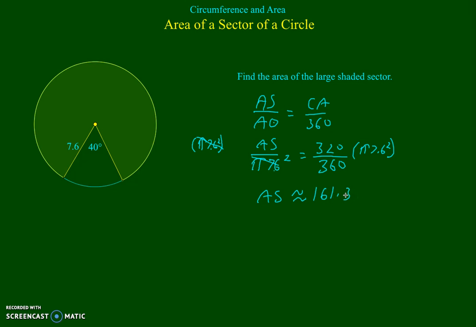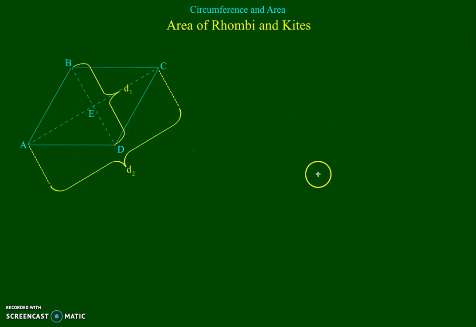All right, well, that just about covers area of sector. Now let's take a look at areas of some other types of polygons that we've looked at in the past. The first polygon we're going to look at here is a rhombus. The area of a rhombus can be calculated using these diagonals. Now, before we get there, let's take a look at this.